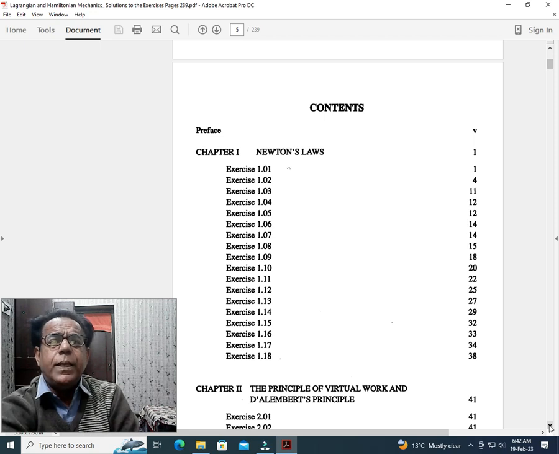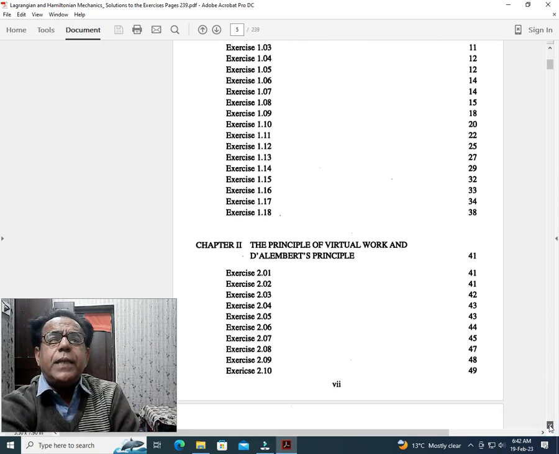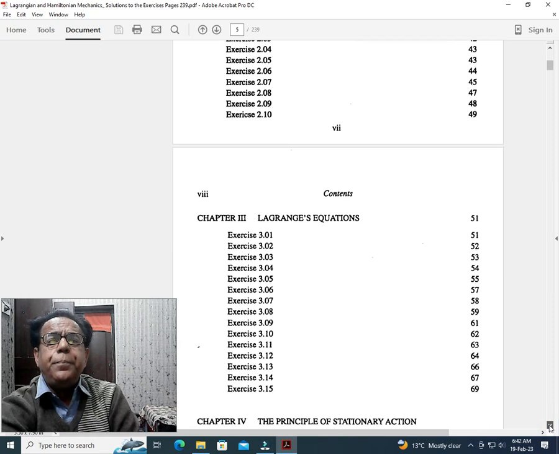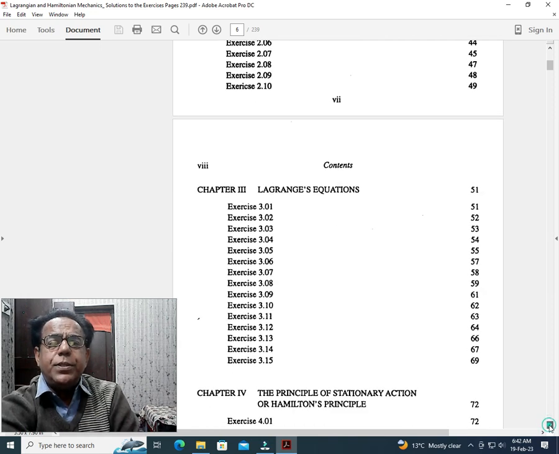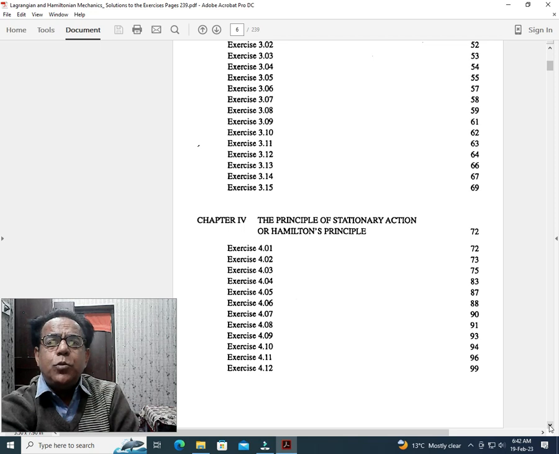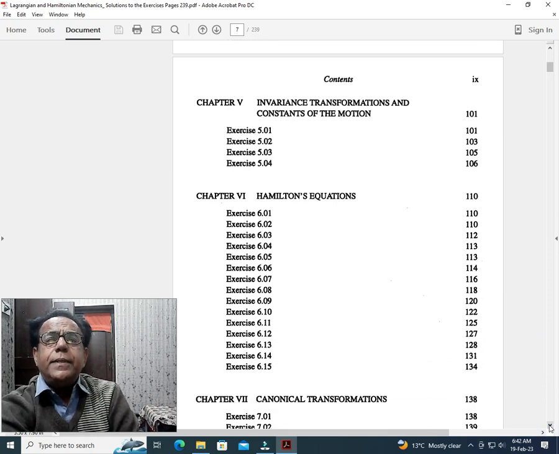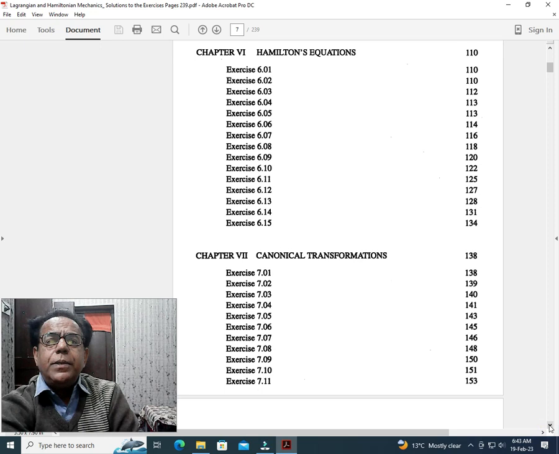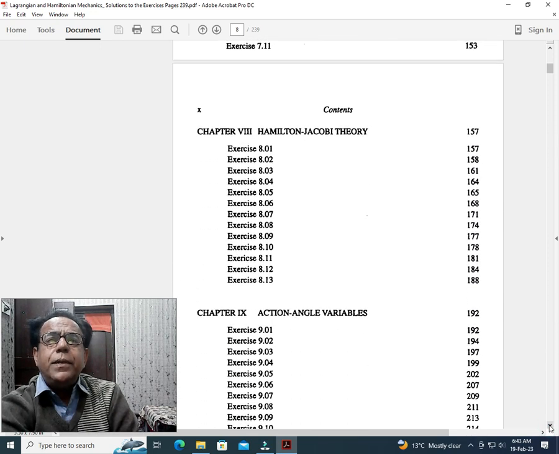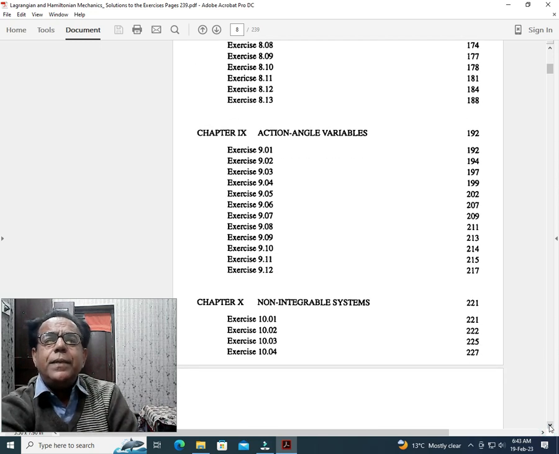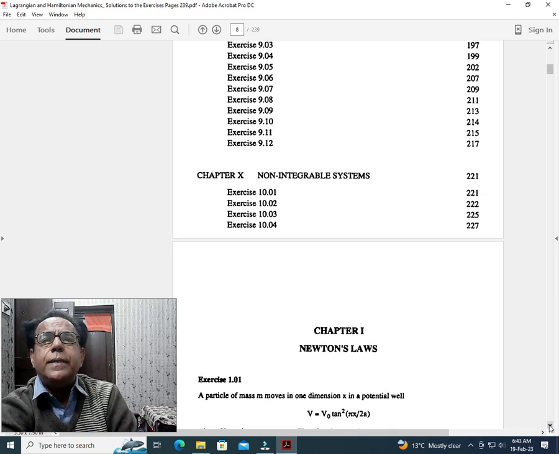Chapter number 1, Newton's laws. Chapter number 2, the principle of virtual work and D'Alembert's principle. Chapter number 3, Lagrange's equations. Chapter number 4, the principle of stationary action or Hamilton's principle. Chapter number 5, invariance transformations and constants of the motion. Chapter number 6, Hamilton's equations. Chapter number 7, canonical transformations. Chapter number 8, Hamilton-Jacobi theory. Chapter number 9, action angle variables. Chapter number 10, non-integrable systems.